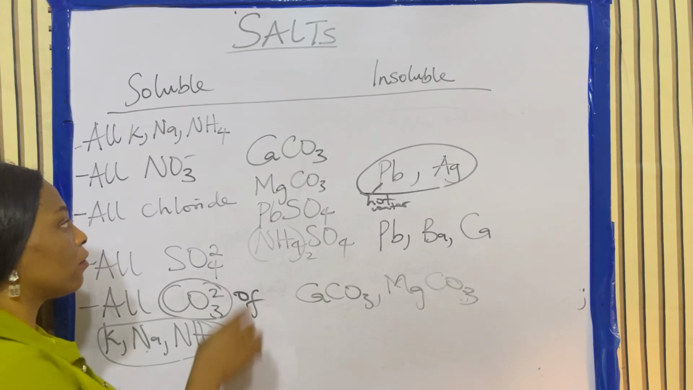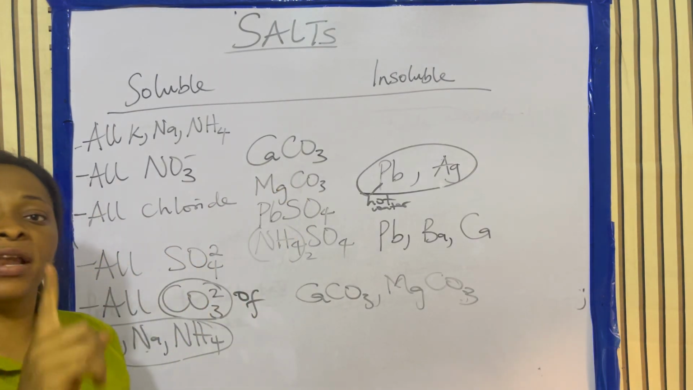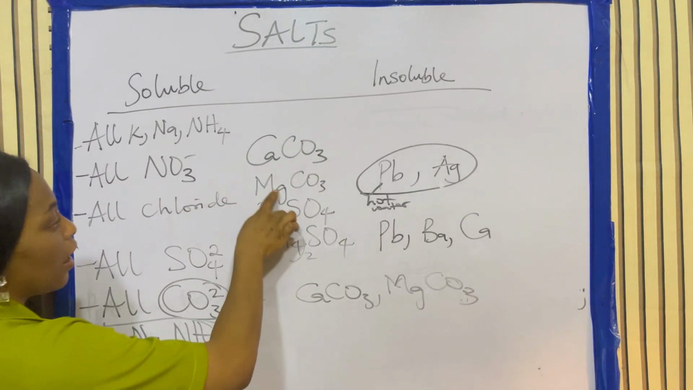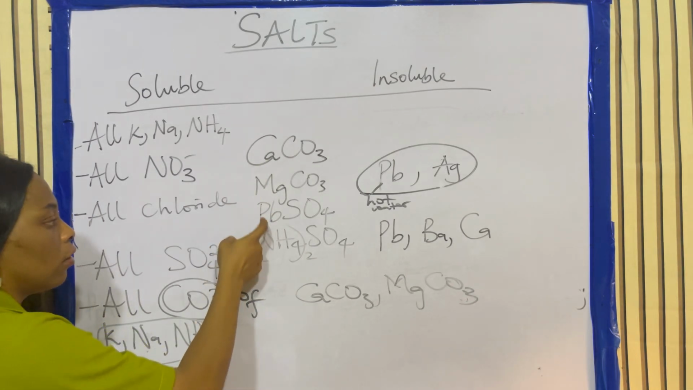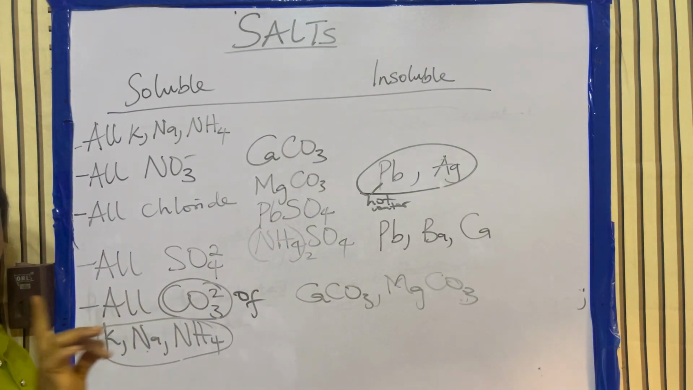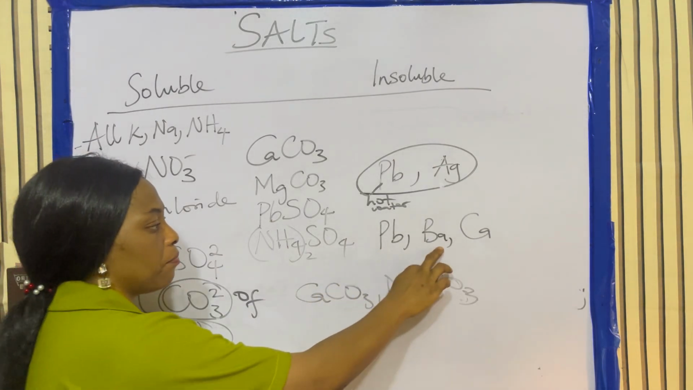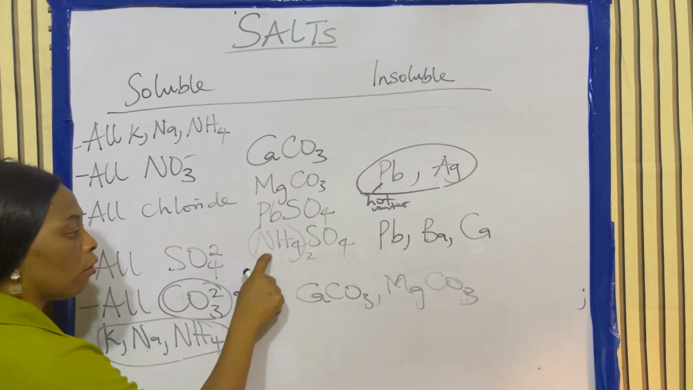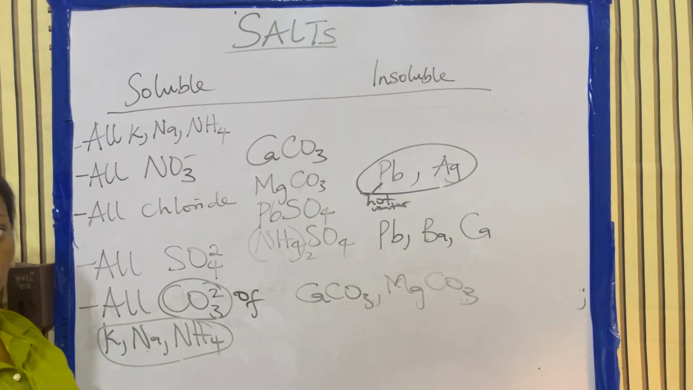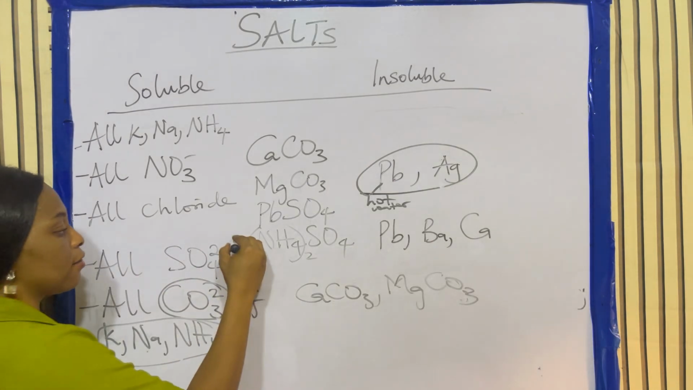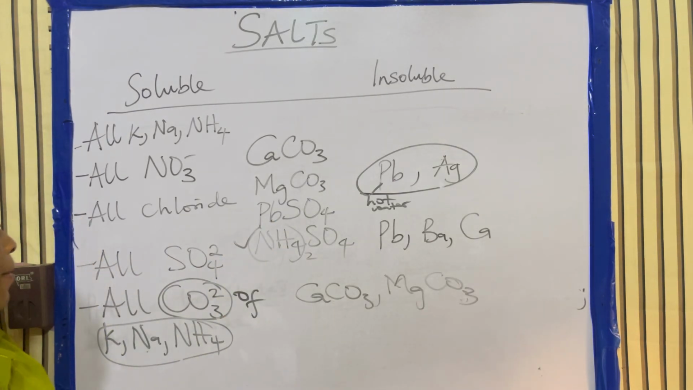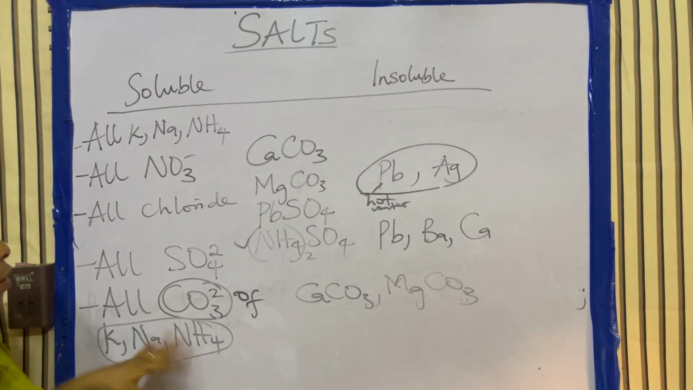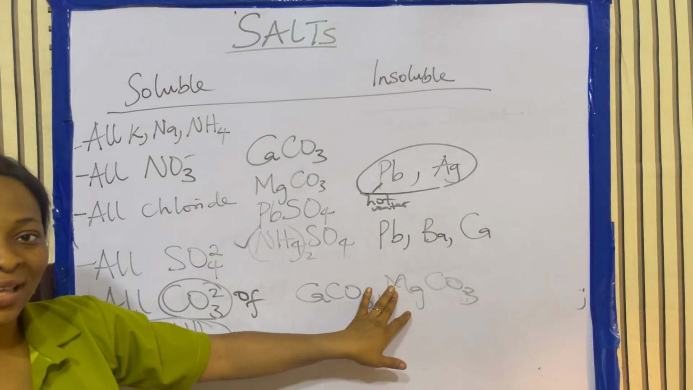The answer to this question: only trioxocarbonate 4 of potassium, sodium, and ammonia are soluble. Therefore, these are insoluble. For tetraoxosulfate 6, all are soluble with the exception of lead, barium, and calcium. But ammonium tetraoxosulfate 6 is soluble. So the only soluble salt here is this one. So please memorize this. Memorize the soluble ones and memorize the exceptions. Is that okay?